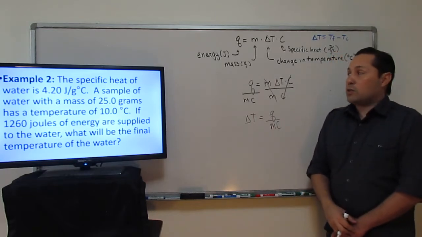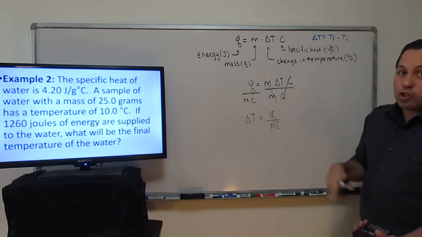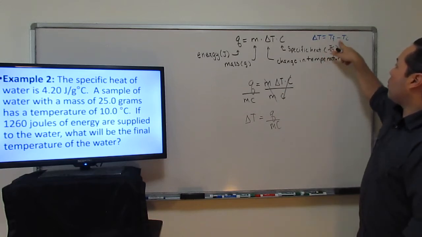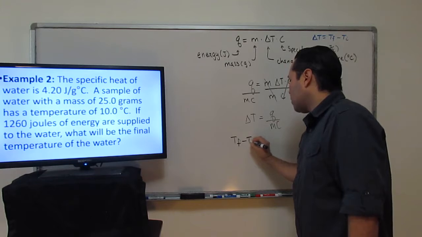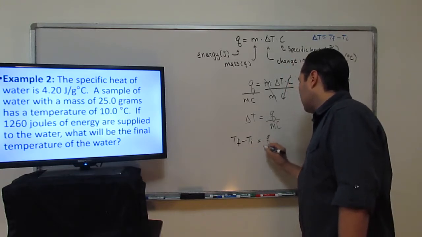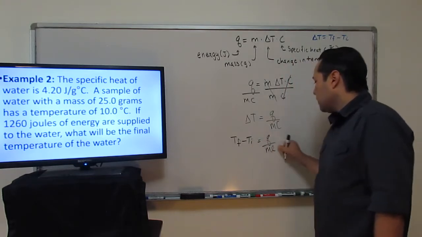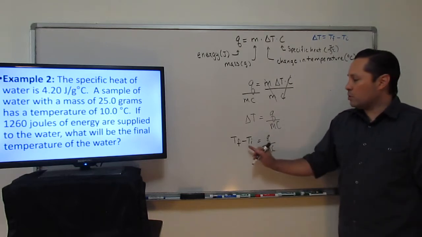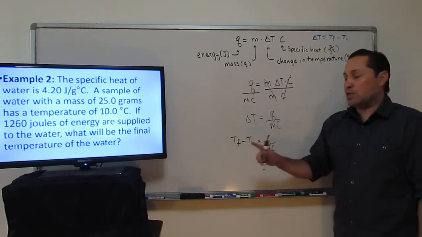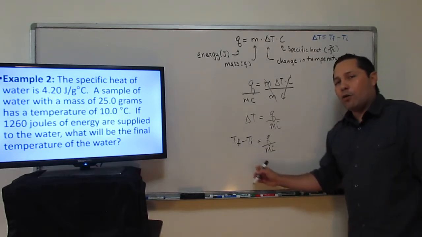Alright, next, what is delta T? That's a change in temperature, which is really temperature final minus temperature initial. So I'm going to substitute that: temperature final minus temperature initial is equal to Q over mc. Next, we're solving for the final temperature, Tf, so we need to move the Ti over to this side.